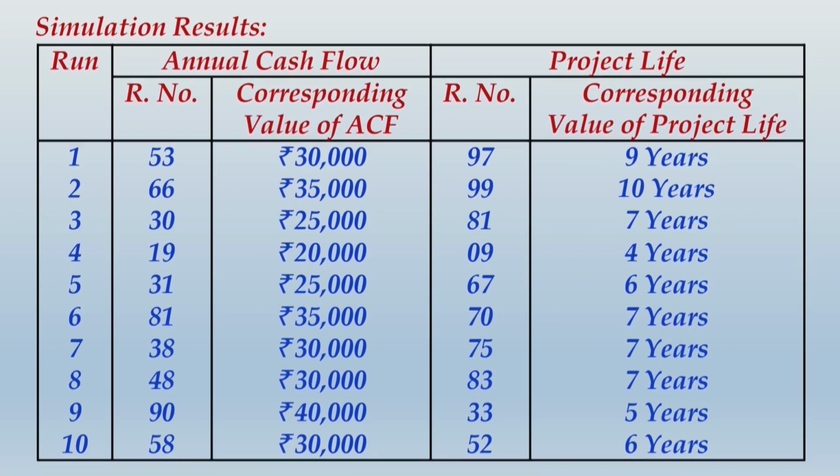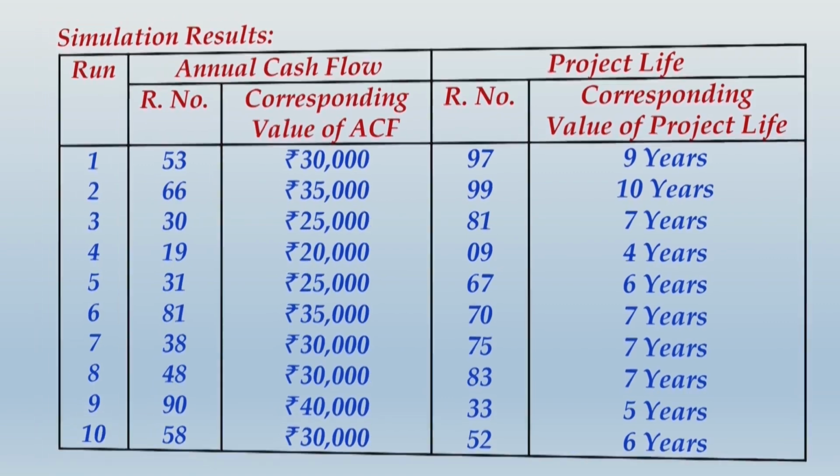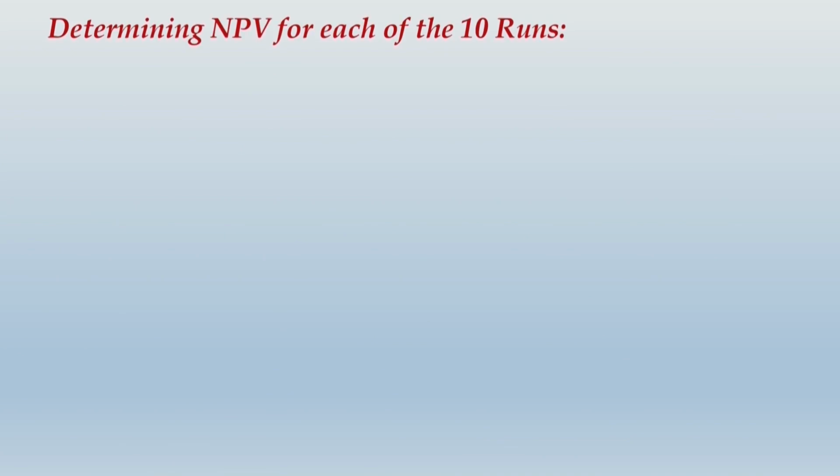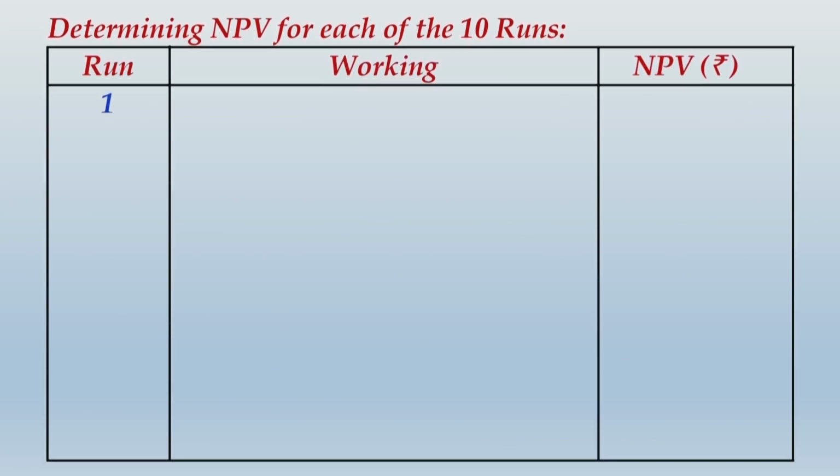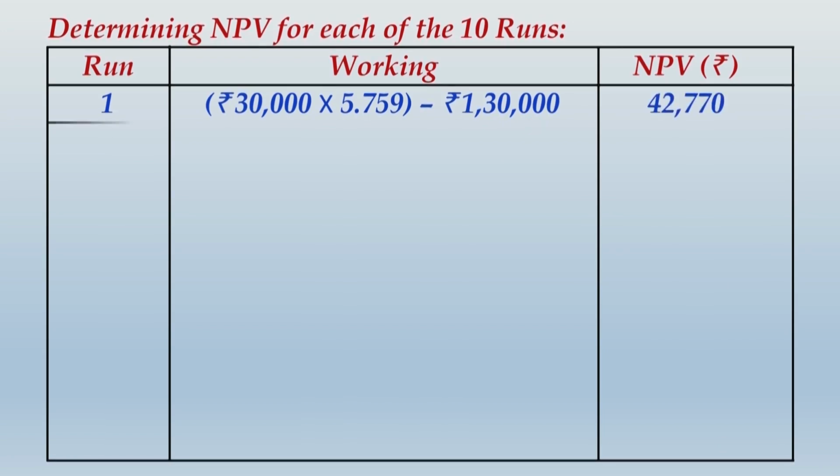Alright friends, once you have identified that all your variables, that is annual cash flows and project life for each of the 10 runs, are identified correctly, we now move ahead and compute NPV for each of the 10 runs. Now this is going to be a very simple task. You know, the annual cash flow for the first run was 30,000. Based on the life that we have identified in the first run, that is 9 years, and the discounting rate given in the question as 10%, you identify the annuity factor at 10% for 9 years. Whatever you get, you multiply that to the annual cash inflow, and from that you subtract the initial investment in the project to obtain the NPV.